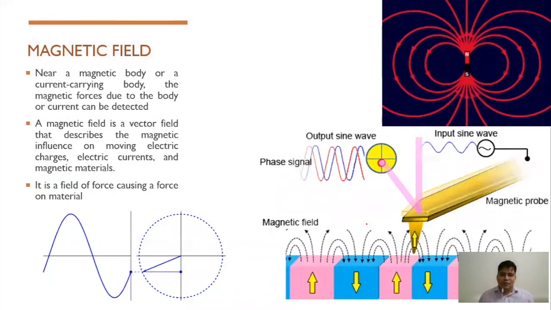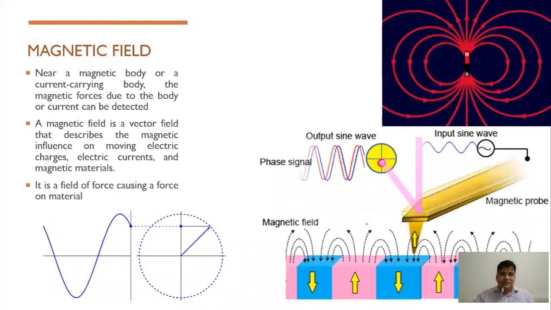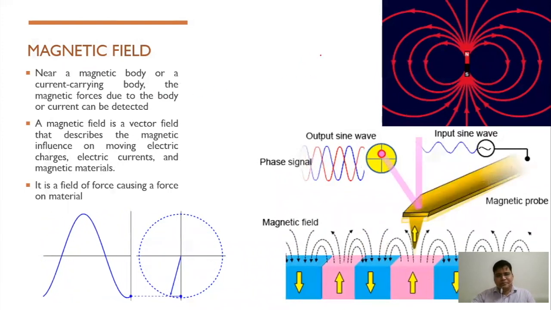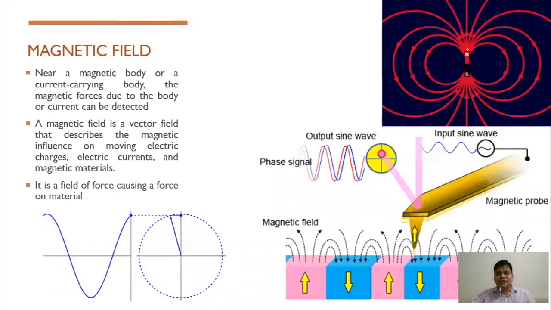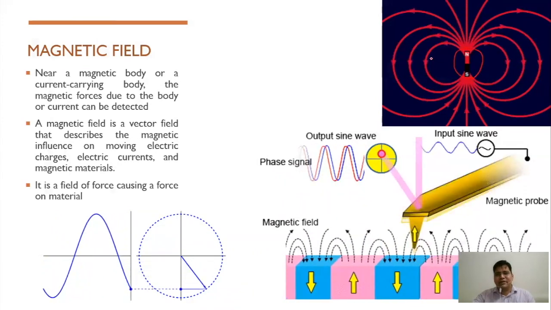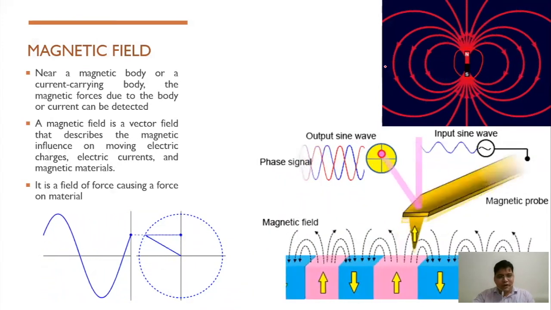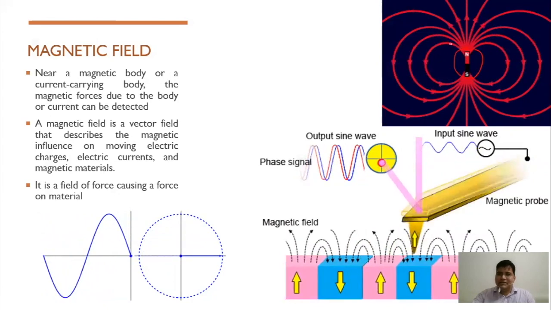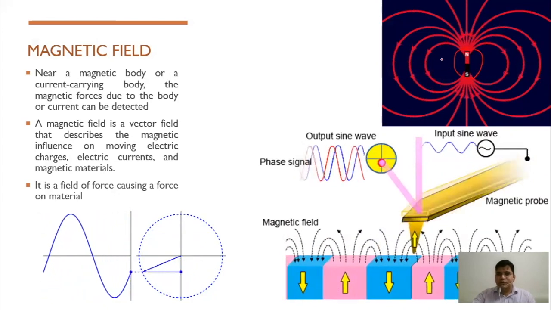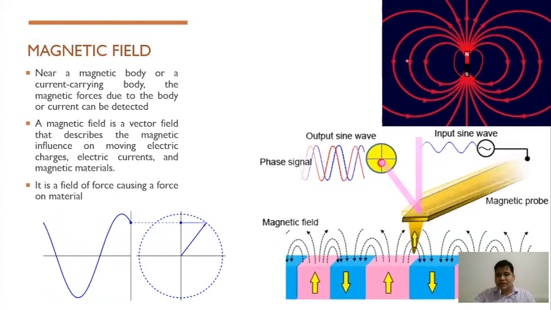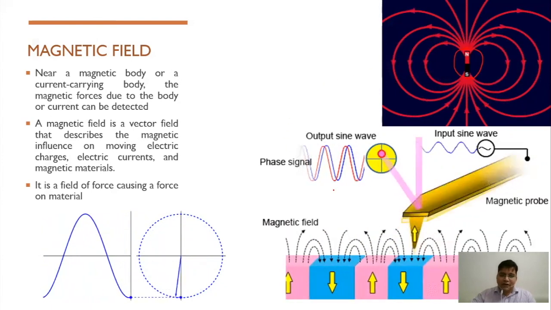So let's move towards the magnetic field. A magnetic field can be sensed with this type of magnet, a permanent magnet we also have, and these are the circular lines, these are closed loops, and we can estimate it through the magnetic probe.